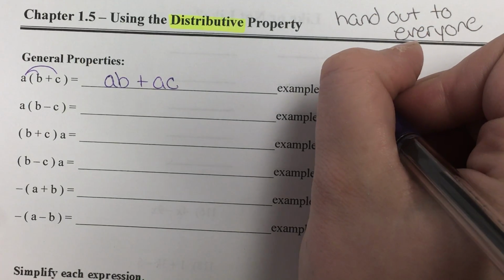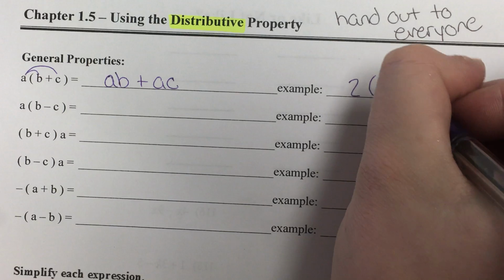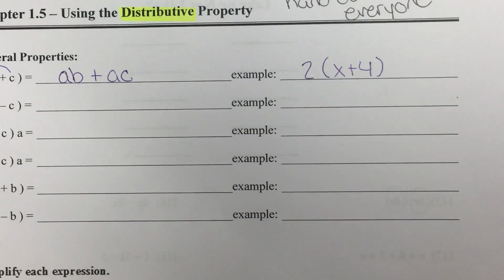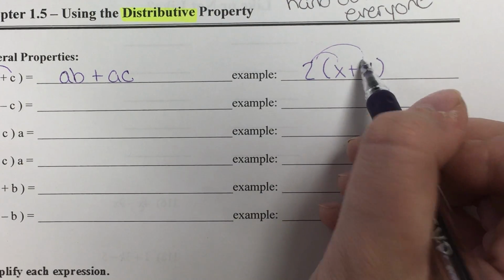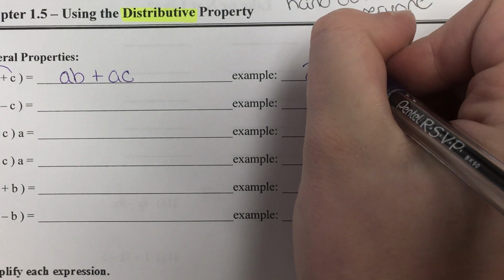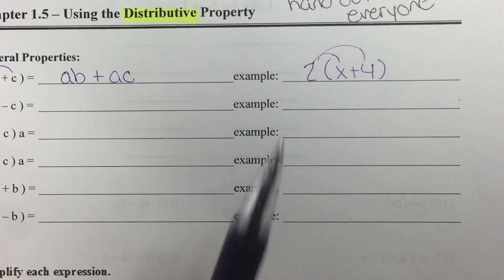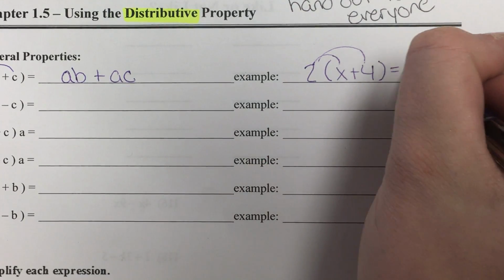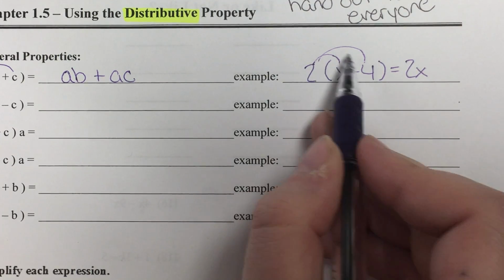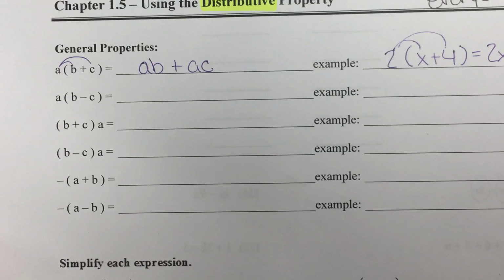If I have 2 on the outside and inside my parentheses I have X plus 4. What this means is I have to distribute this 2 to the X and to the 4. Now these lines that I'm drawing on top, if this helps you, you need to be doing this. Sometimes visually seeing something makes a lot more sense. Okay, so distribute 2 to the X, and that's 2X. Distribute 2 to the 4, and that becomes 8. All right, let's look at some more.